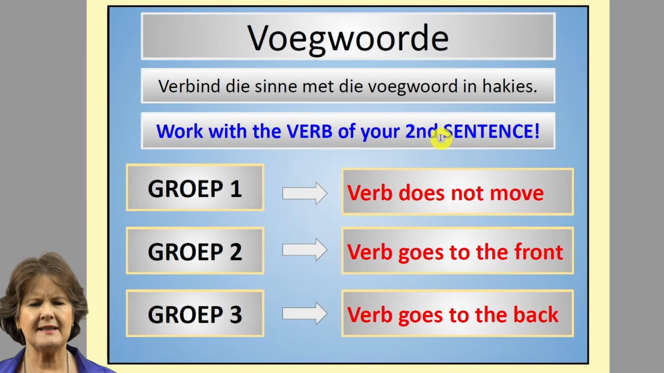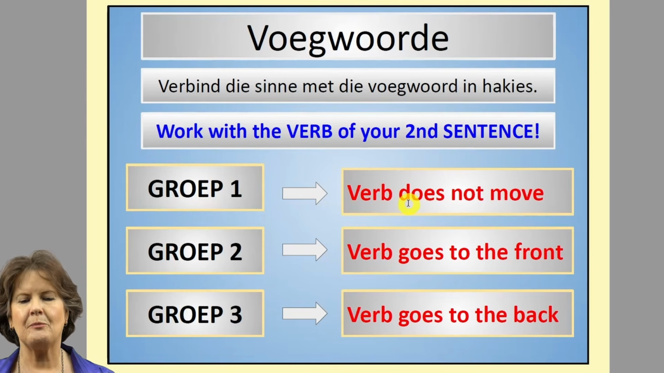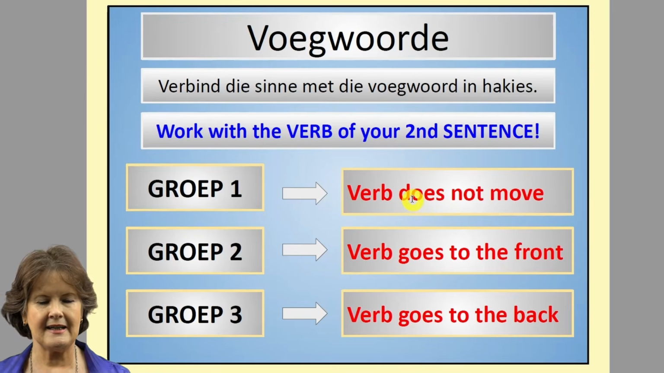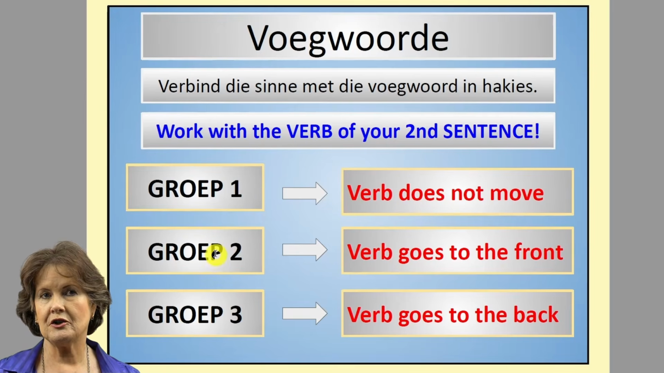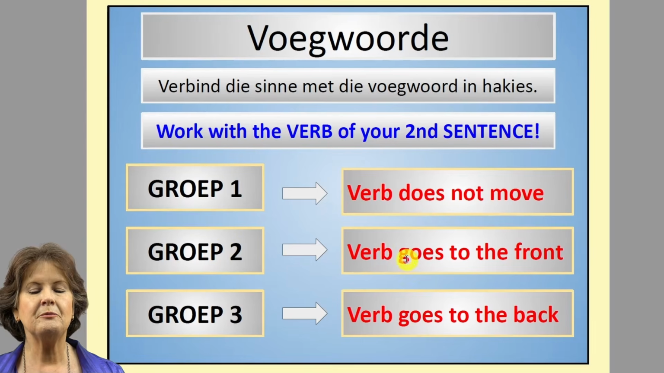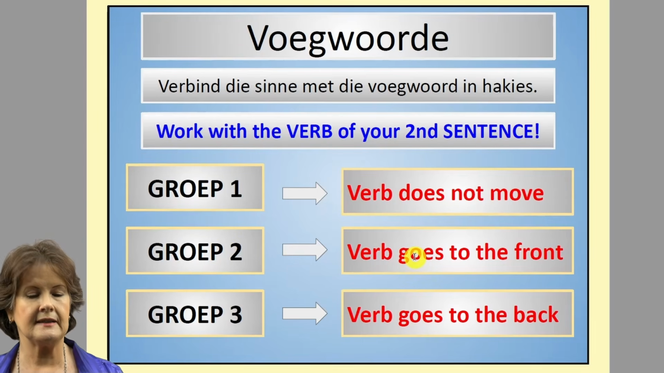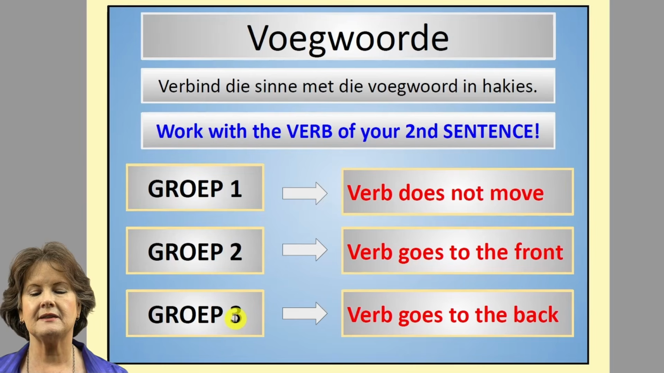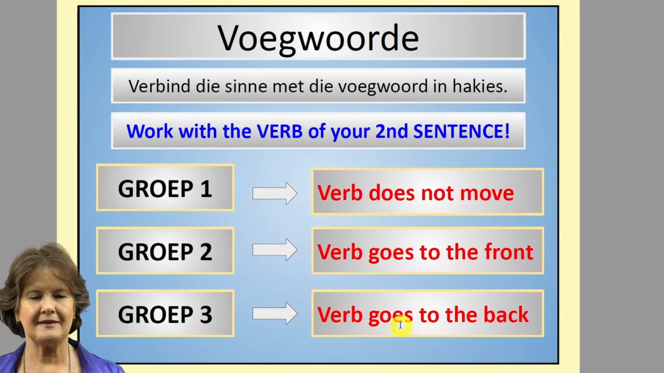Remember, you work with the verb of your second sentence. Now, that verb can either belong to group 1. That means that verb will not move. You do not move that verb. It stays there. If it belongs to group 2, I'll show you the groups later, the verb will go to the front of that sentence, of the second sentence. And if you look at group 3 conjunctions, you will see that the verb will go to the back. So that is your three options.